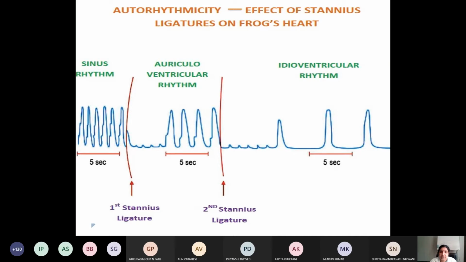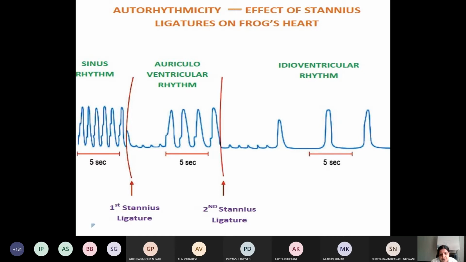Then after recording this pattern for 5 seconds, you are going to apply a second strenuous ligature. That is a thread tied between the atria and ventricle, and after a few seconds, again you will see a different pattern of cardiogram recording. This is called idioventricular rhythm.